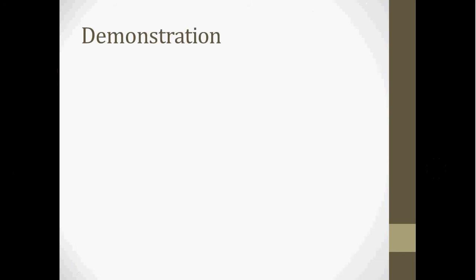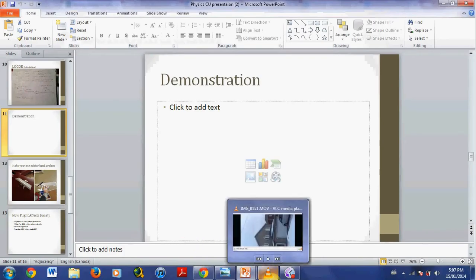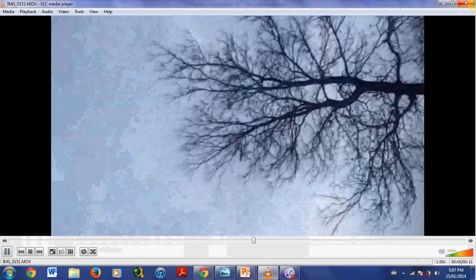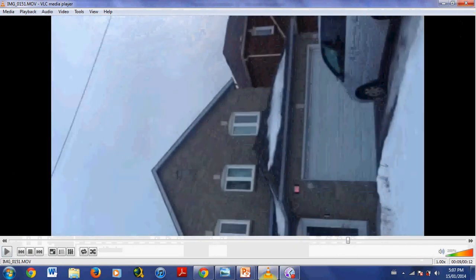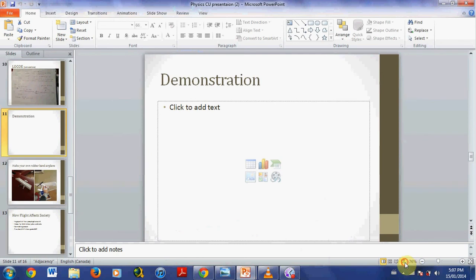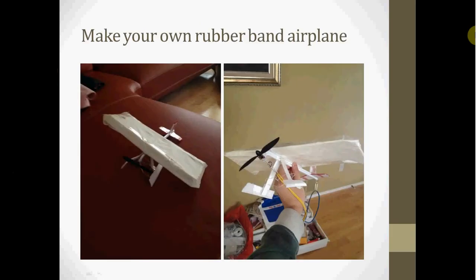So now we're going to show you a demonstration of our plane flying. It's a very short video, and this is how it went. So demonstration of the flight. So that was our plane flying, and now we'll get back to the slideshow.